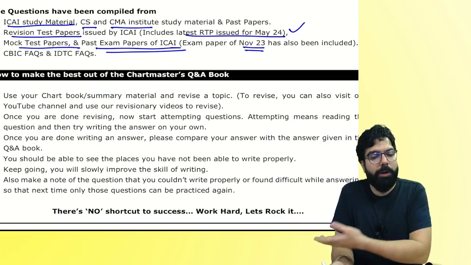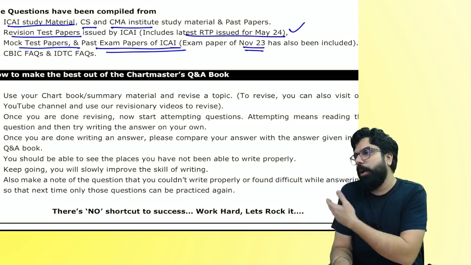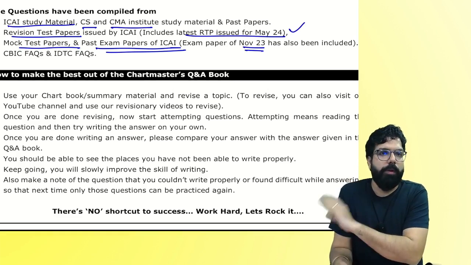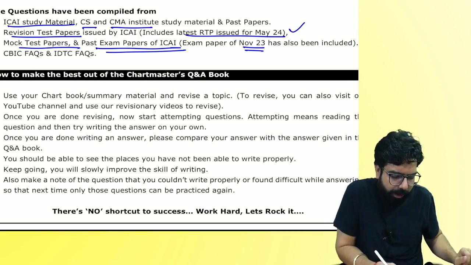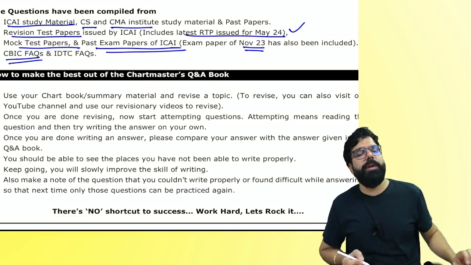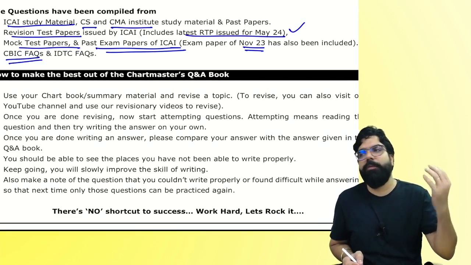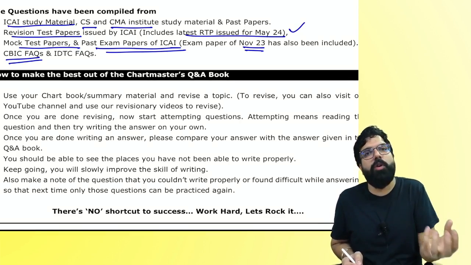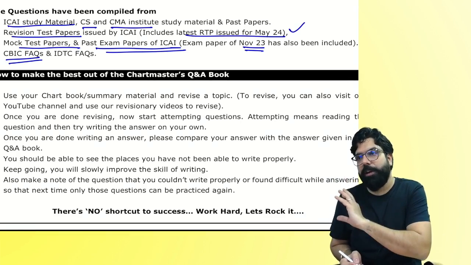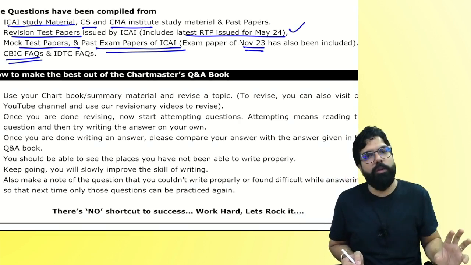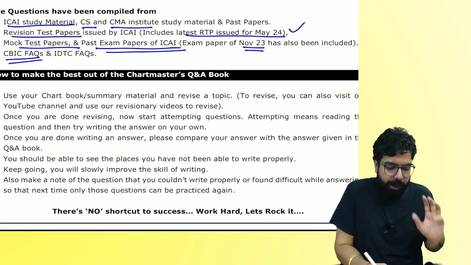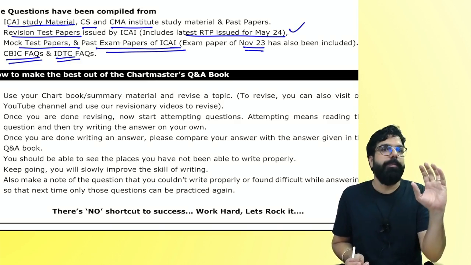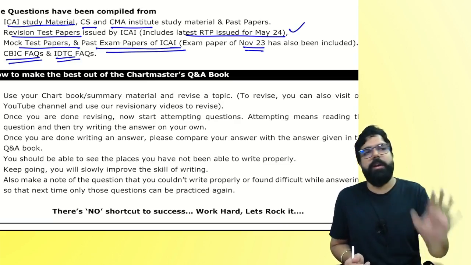So you will be able to see past exam papers. In fact, November 23 was the last attempt, and the last attempt's question paper has been incorporated, with answers. And CBIC, Central Board of Indirect Taxes, the FAQs which people ask, I've seen the ICAI has incorporated some of those questions in its study material. So I've taken those frequently asked questions, and the indirect tax committee's FAQs also, some of them which are good questions that can be asked in the exam.